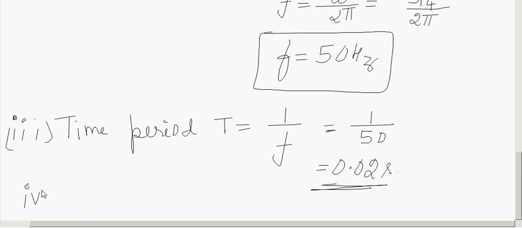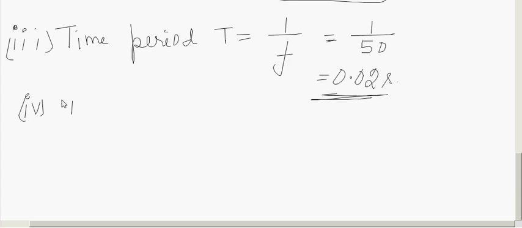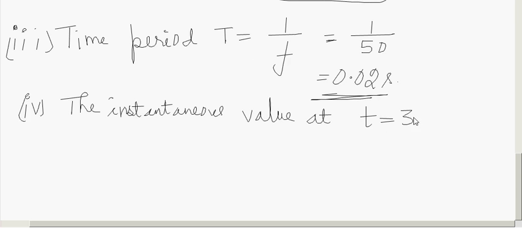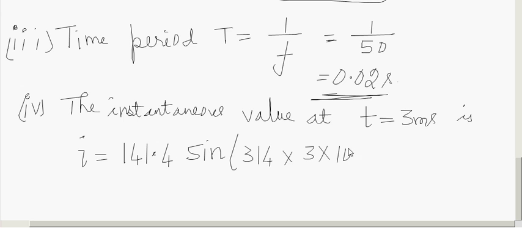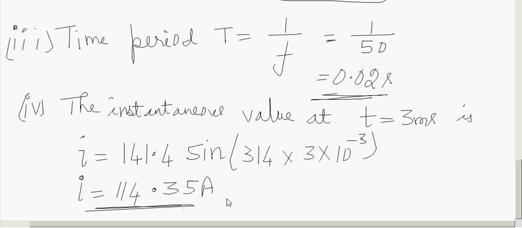Now the last question, if you go back, is to find out the instantaneous value at t = 3 milliseconds. At t = 3 milliseconds, i = 141.4 sin 314t, that is 314 into 3 into 10 to the power minus 3. Now how much is it coming? 114.35 amps. This is the value of i, the current at 3 milliseconds, about 114 amperes.